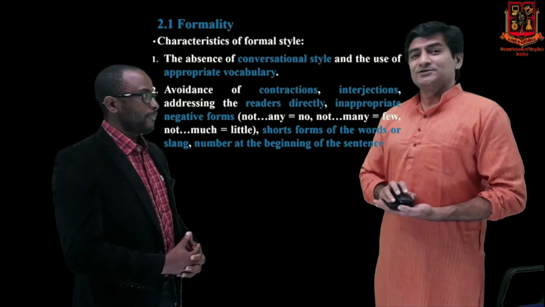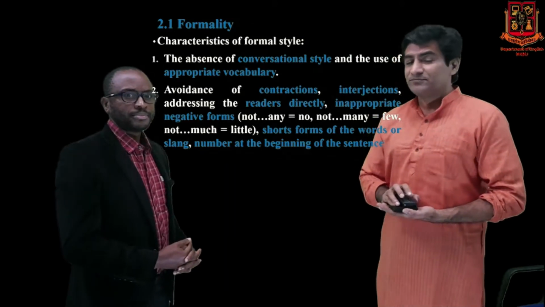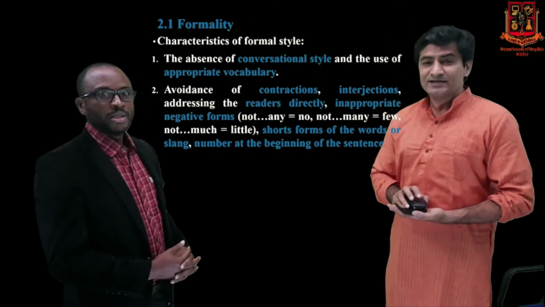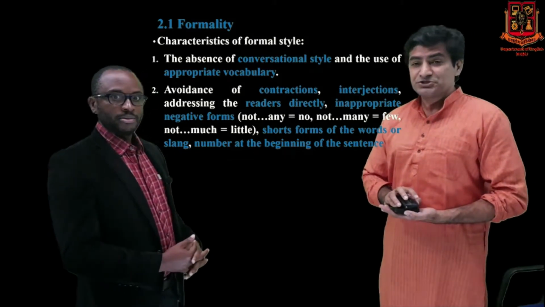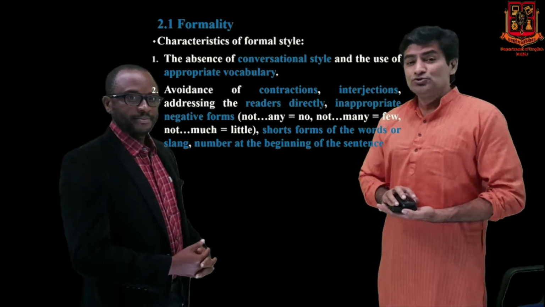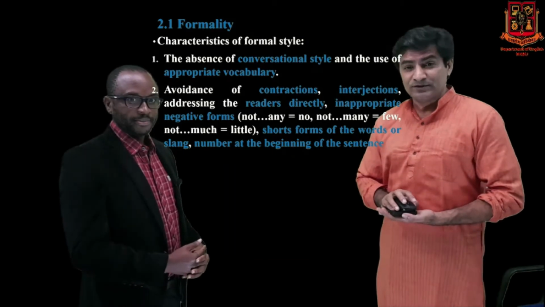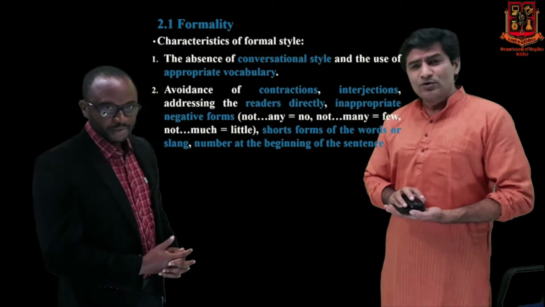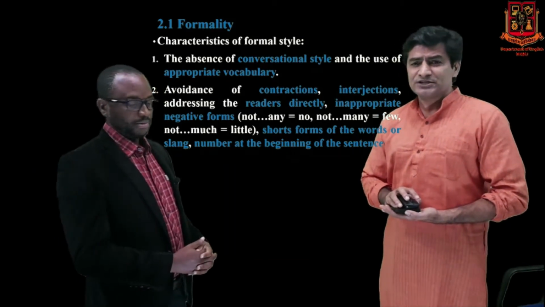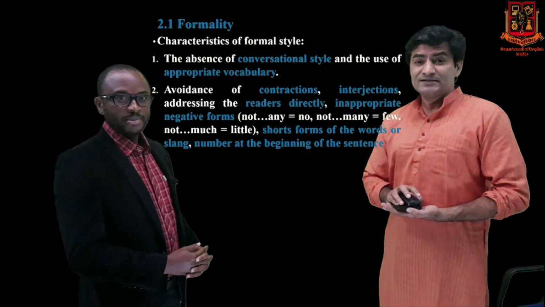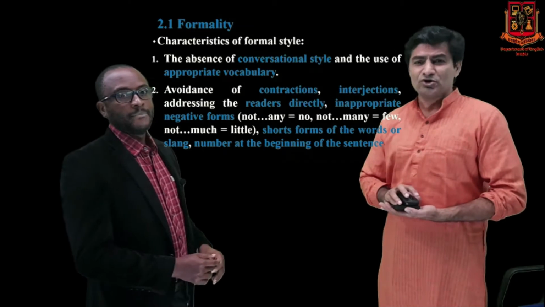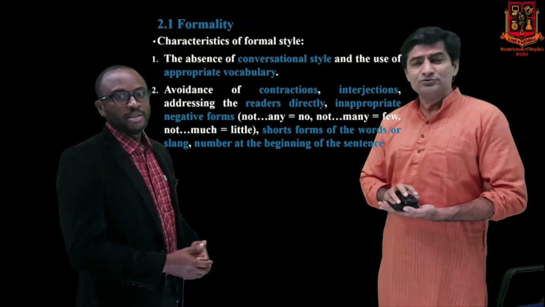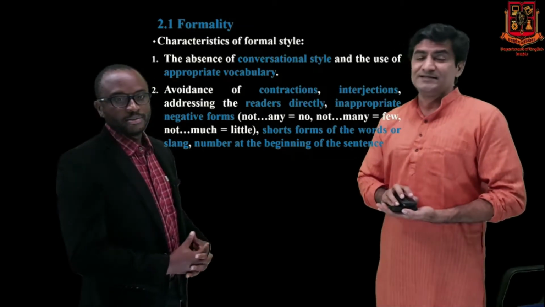Okay, interesting. So, dear friends, formality, the first component of academic writing. There are two things which we have to keep in mind: absence of conversational style and the use of appropriate vocabulary. And second is to avoid contractions, interjections, addressing the readers directly, and inappropriate negative forms like not, any, many, few, that should be avoided in this writing.